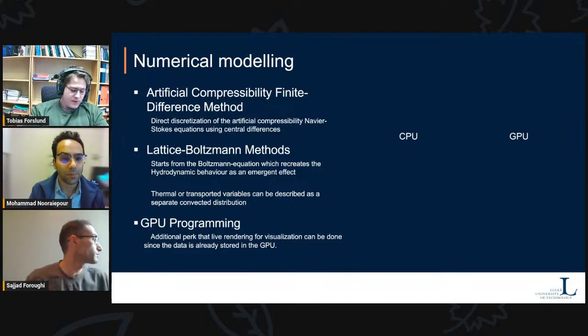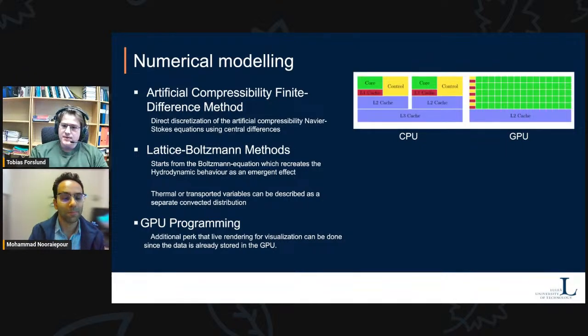Just some short info about GPU programming as well. To the left here, you can see a bit of an overview of what a CPU would look like. It would have the core, the control unit and the L1 cache. In comparison, the GPU has a lot of cores for each control unit. That means that if we can manage to make an algorithm that makes use of doing very similar operations, then we can really use the GPU efficiently.